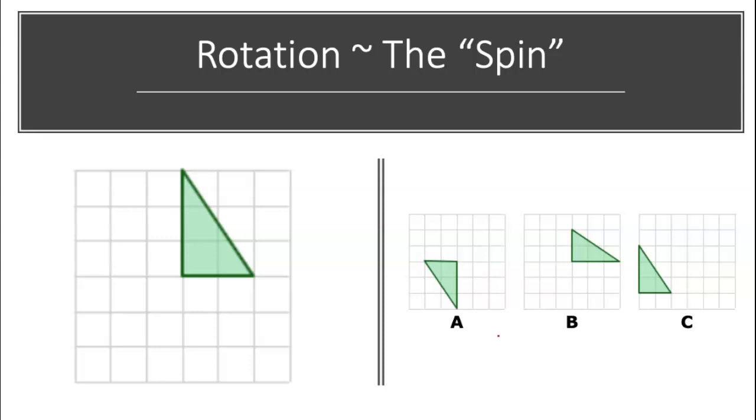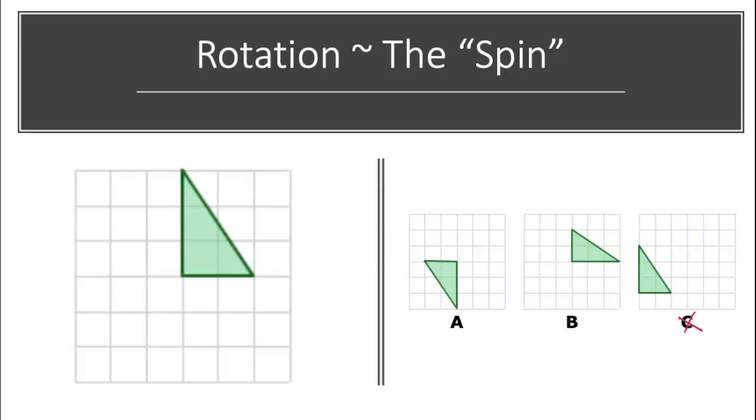Up first, what do you notice? What are you thinking when you see this? I need to change this diagonal. Now, first thing I notice is I know C is not a spin. C looks just like this triangle, so that's not spinning anywhere. But then I'm going to look at A and I'm going to look at B.